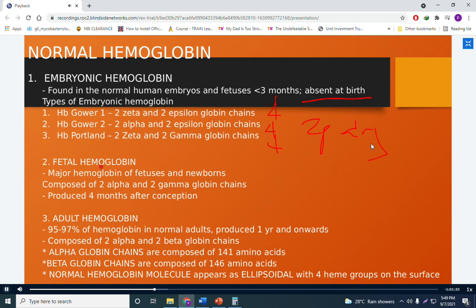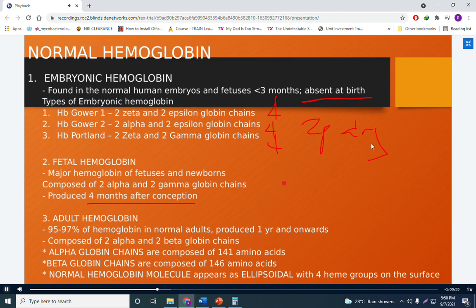Now, let's go to your fetal hemoglobin. This is the major hemoglobin of fetuses and newborns, composed of 2 alpha and 2 gamma globin chains, produced 4 months after conception. And next, you have your adult hemoglobin. Adult hemoglobin is 95 to 97% of hemoglobin in normal adults and is produced 1 year onwards. It is composed of 2 alpha and 2 beta globin chains.